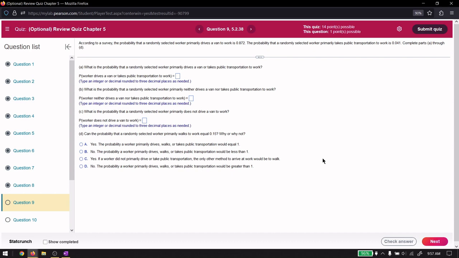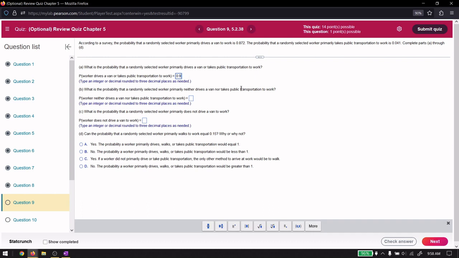Therefore, if we're going to do an "or" probability like we are in this first case, all we have to do is add the two of them together. So 0.872 plus 0.041. That's going to give us 0.913.